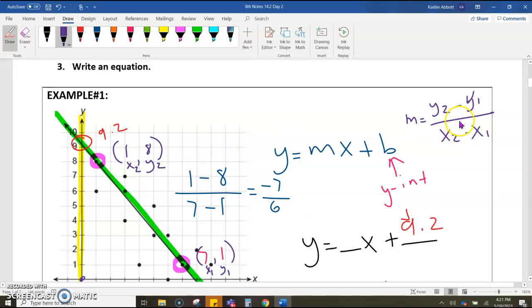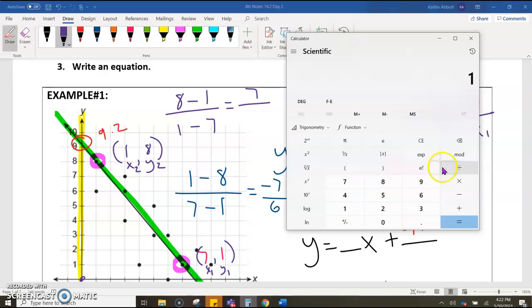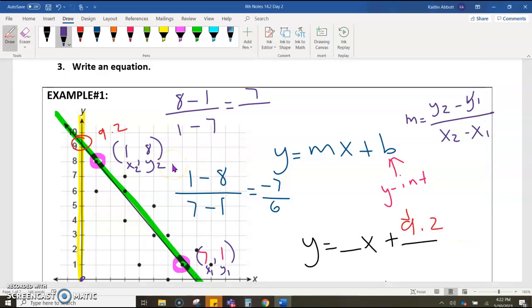Let's test it again. So y2 is 8 minus y1 is 1, so 8 minus 1. Okay, so look, they just flip-flopped. See, that's okay. Remember, we still need a negative slope, so that's what we want. So x2 is 1 minus x1 is 7. And 8 minus 1 is 7, okay? And 1 minus 7, what's that? 1 minus 7 is -6. And there you go.